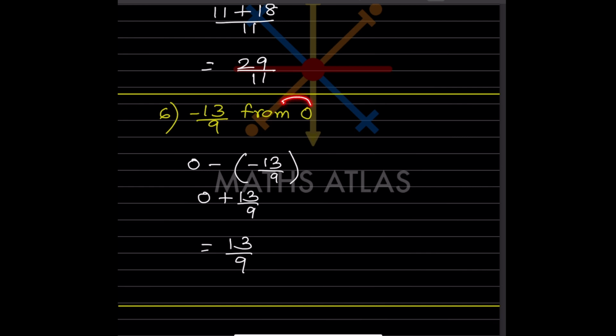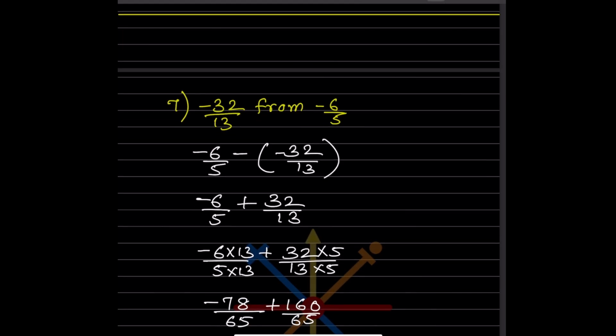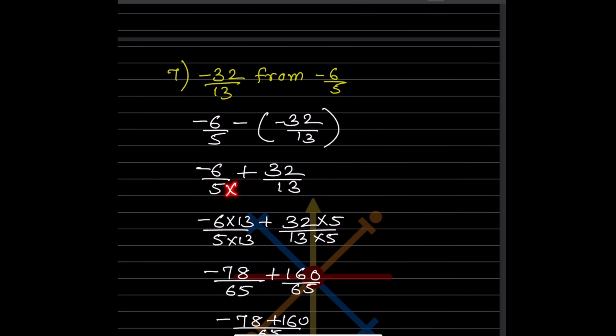So now from 0. So 0 should be at the start, minus. And this way minus will go in the bracket. So here minus becomes plus 13 by 9. So 0 plus 13 by 9, that will be 13 by 9. From this one, minus 6 by 5. Minus of this will be minus 32 by 13. So minus becomes plus.